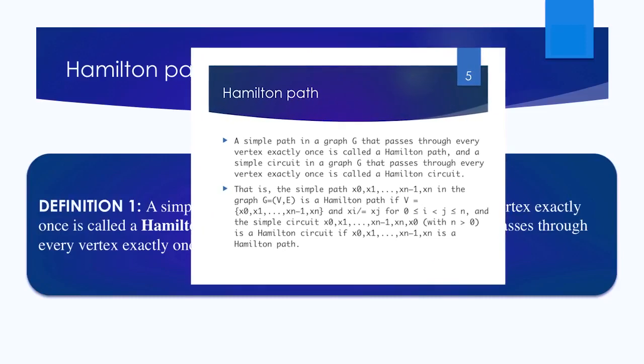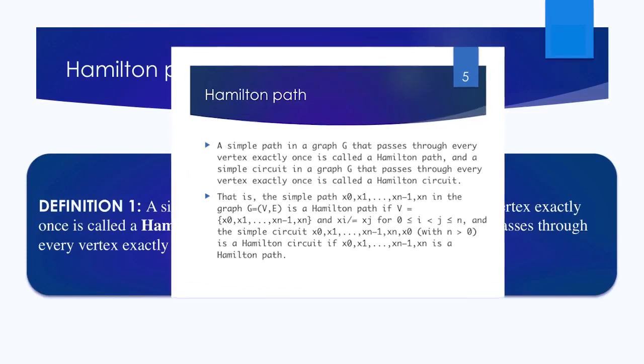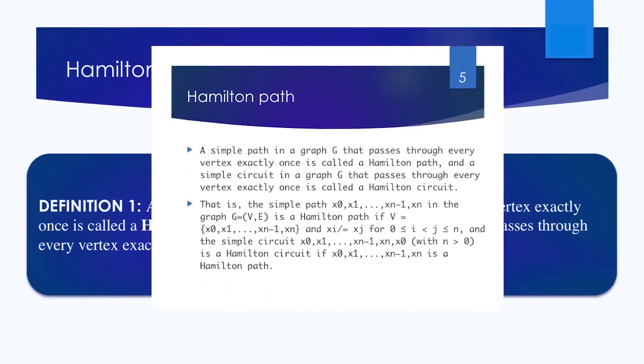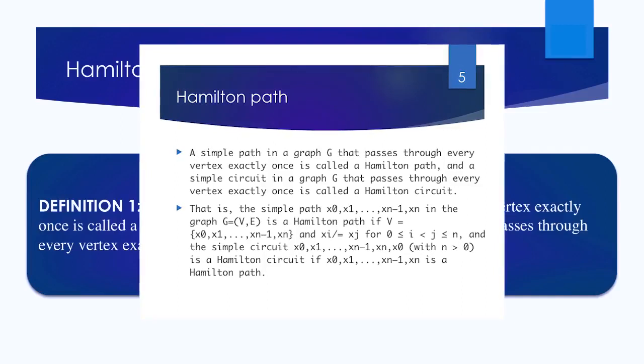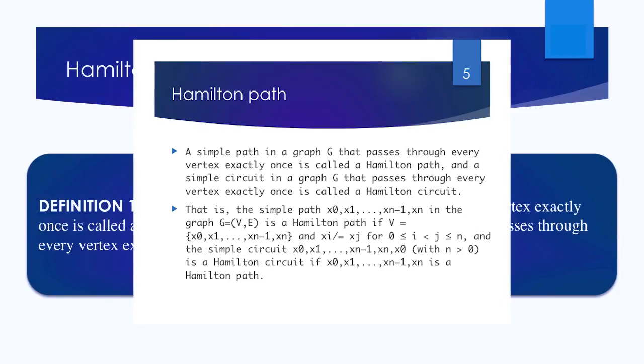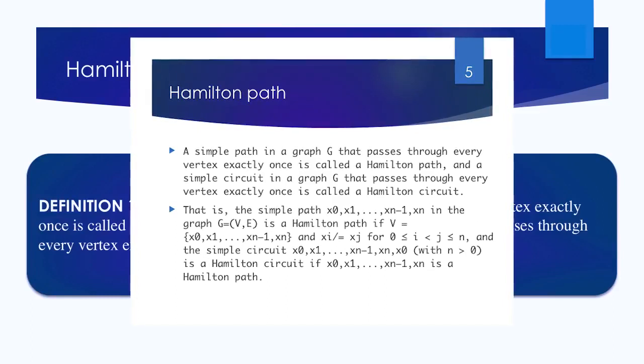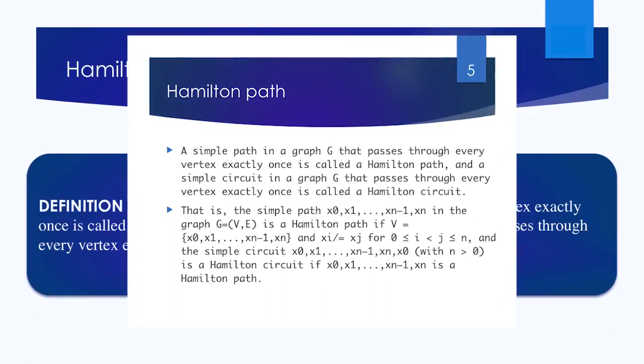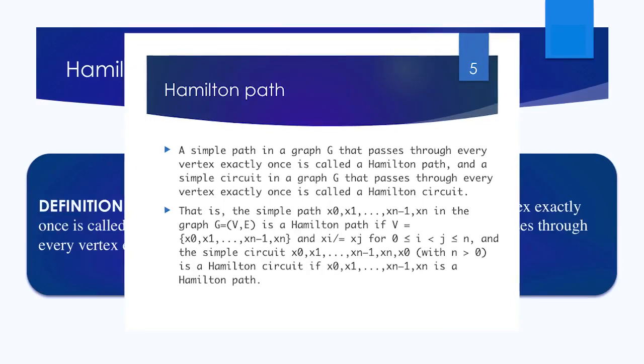And the simple circuit x0, x1, up to xn minus 1, xn, and then back to x0, with n greater than 0, is a Hamilton circuit if x0, x1, up to xn minus 1, xn is a Hamilton path.